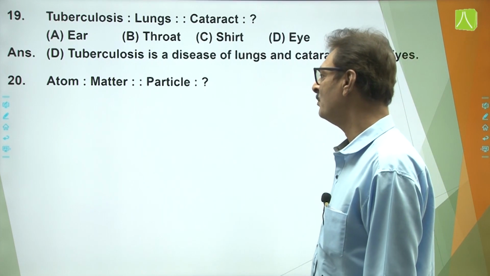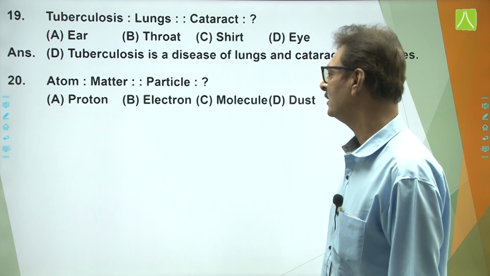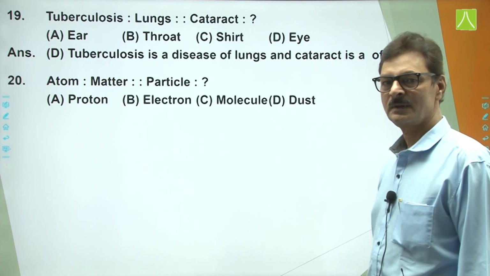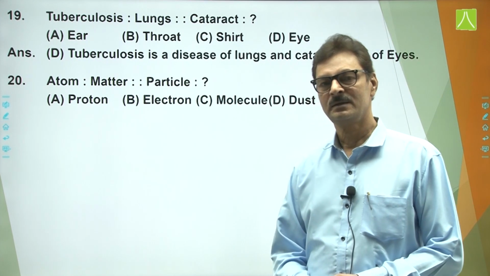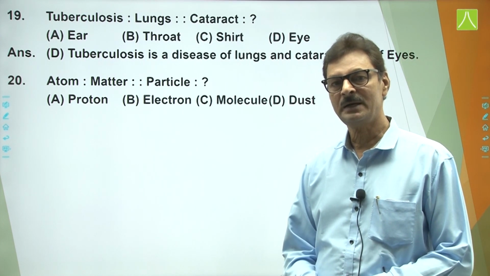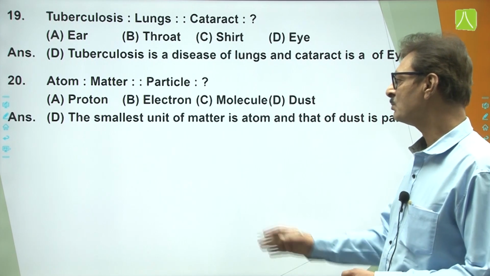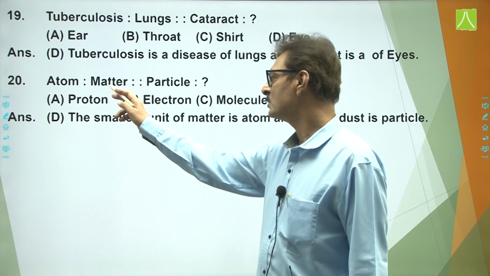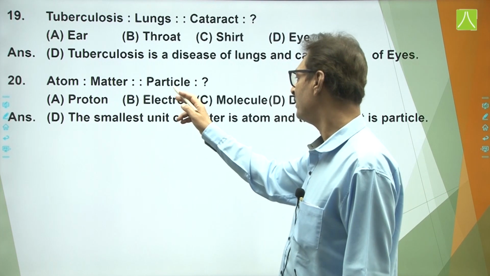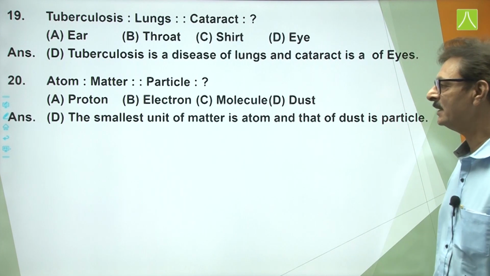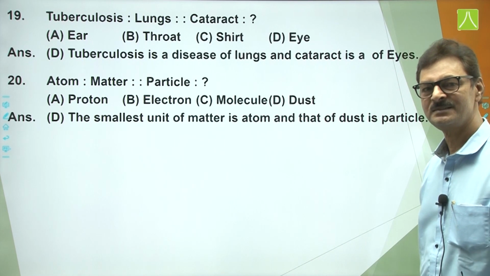Next, atom is to matter, particle is to what? Proton, electron, molecule and dust. Atom is to matter, what is the relationship? Atom is the tiniest particle. The smallest unit of matter is atom. So, atom is the smallest unit of matter. Similarly, particle is the smallest unit of dust, D-U-S-T, dust. D will be the correct answer for this.